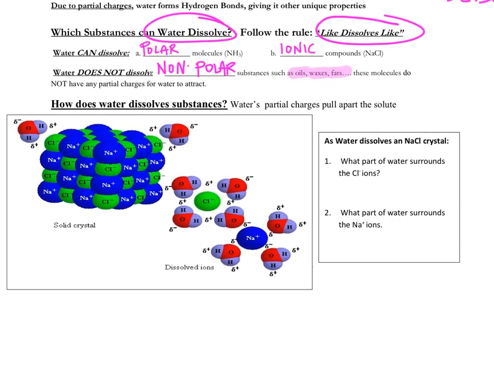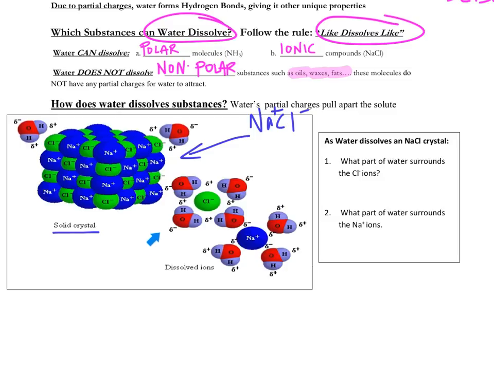So how does water dissolve substances? So water's partial charges pull apart the solute. Whatever solute is added into the water, the partial charges pull it apart. So what you look at here is you're looking at sodium chloride, NaCl. Sodium, remember, has got a positive charge. Chlorine's got a negative charge. Okay, so this is a solid crystal.